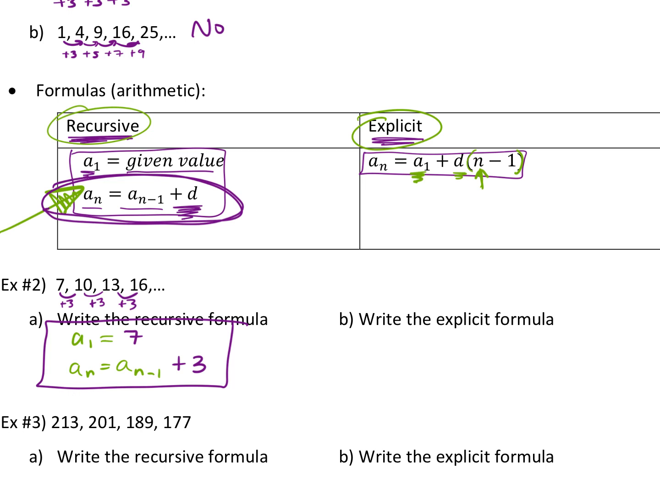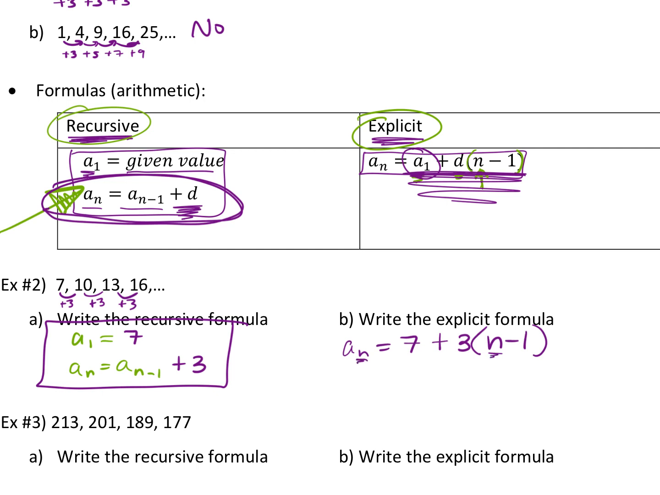The explicit formula is a sub n equals, now we're coming up here. What is a sub 1? 7. Plus, what's your common difference? 3. The common difference times your n minus 1. Now hear me on this. When you are writing a formula, you're not plugging anything in for n. N should always be n. So it should be a sub n, and it should be n here. Don't plug anything in for it.